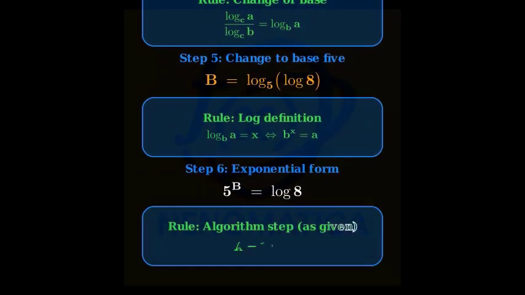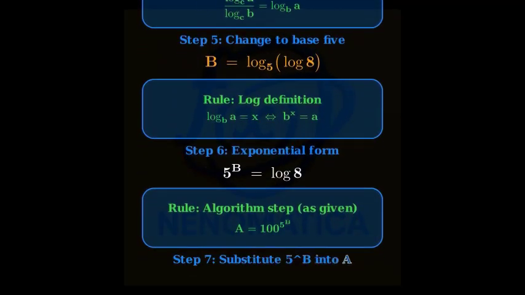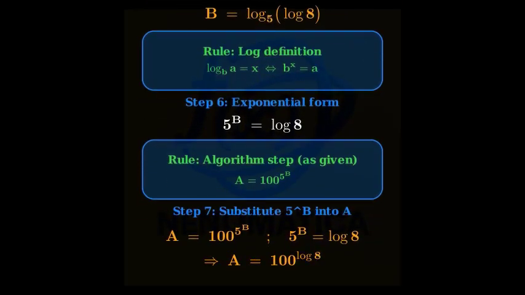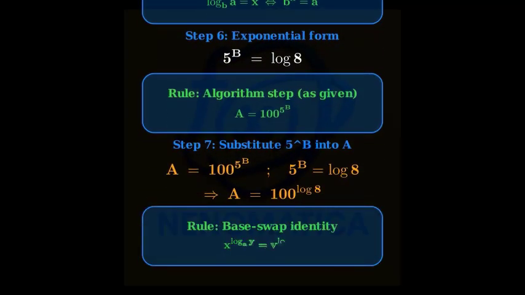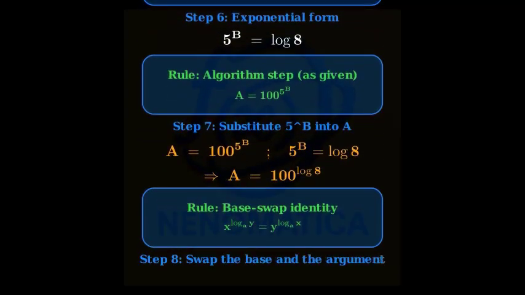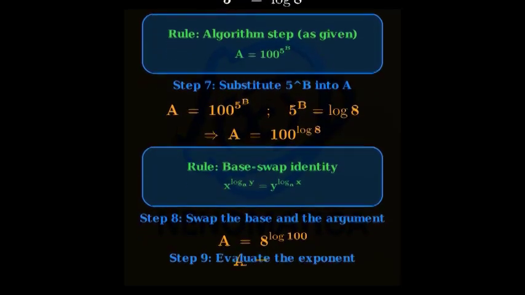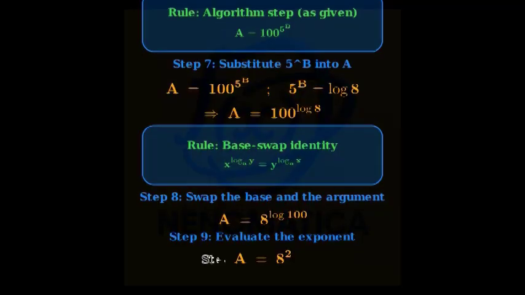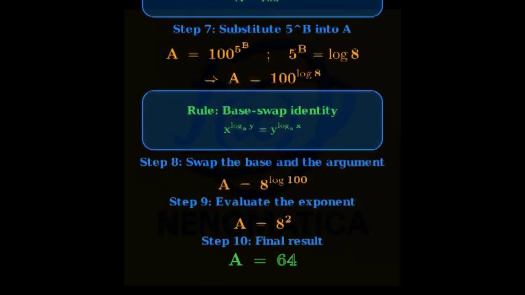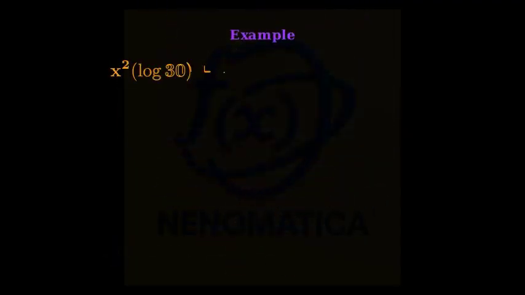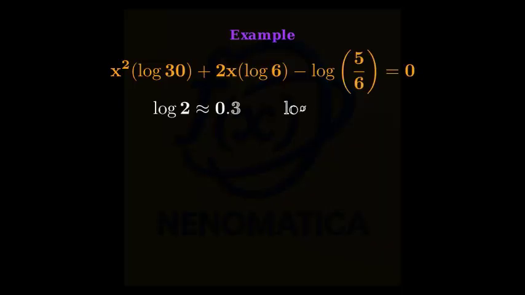Step 7. Following the given algorithm, substitute 5 to the b inside the exponent of 100. Then replace 5 to the b by log 8. Step 8. Use the base swap identity, x to the log base 10 of y equals y to the log base 10 of x, to rewrite 100 to the log of 8 as 8 to the log of 100. Step 9. Evaluate log base 10 of 100, which equals 2. Step 10. Compute 8 squared to get 64. Celebrate the result.